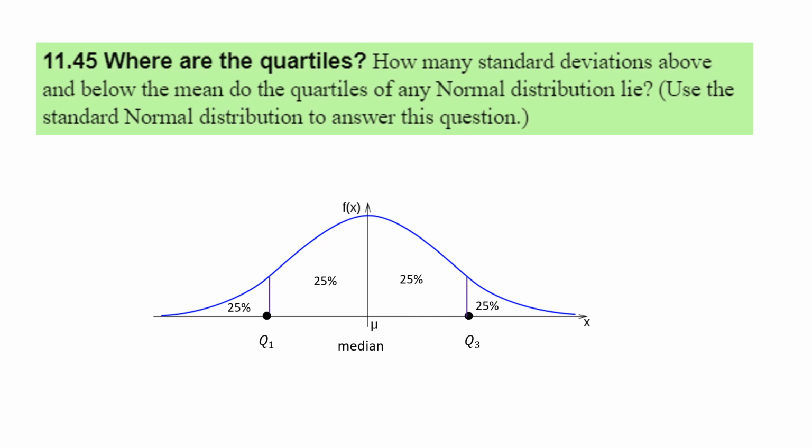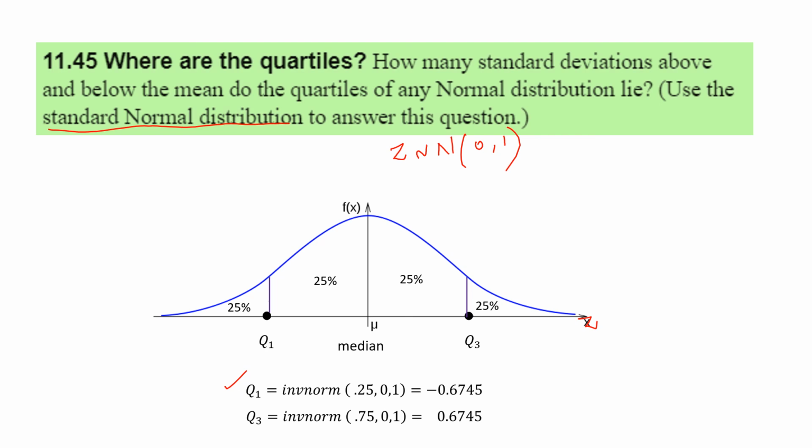Now if you are trying to find the quartiles, it says use the standard normal distribution. So if it is a standard normal distribution, let us take this as Z. Z is normal with mean 0 and standard deviation 1. If I am trying to find Q1, I will use inverse norm, 0.25 area to the left, the mean and the standard deviation. So Q1 is negative 0.6745 and Q3 will be positive 0.6745.